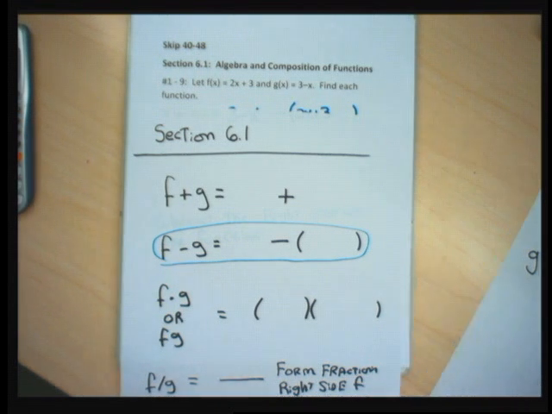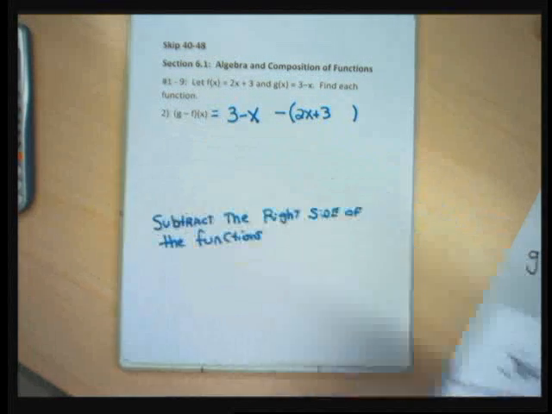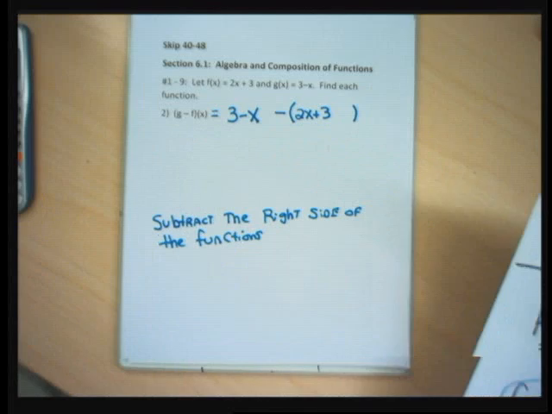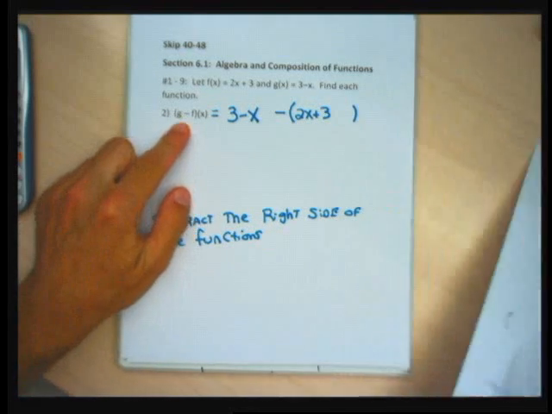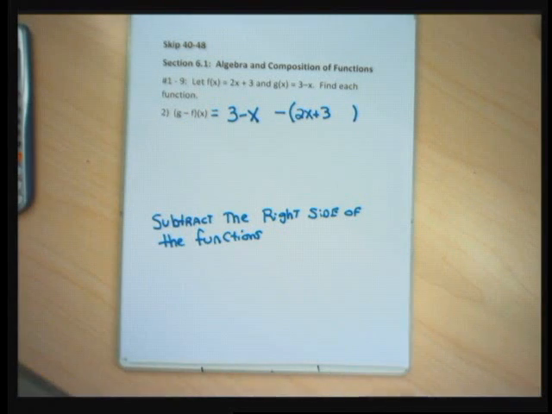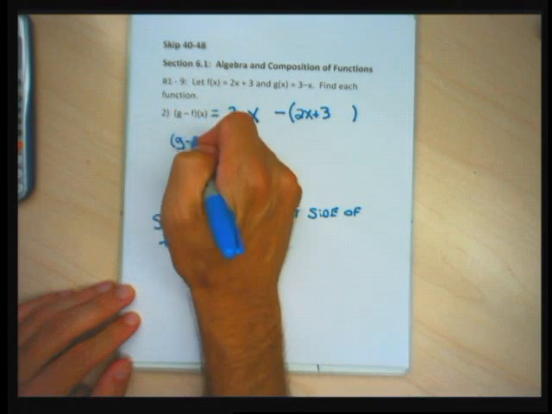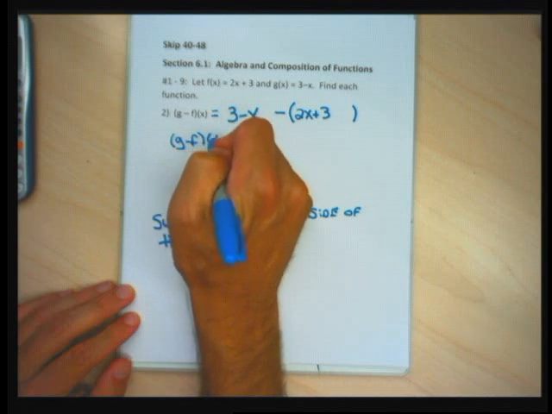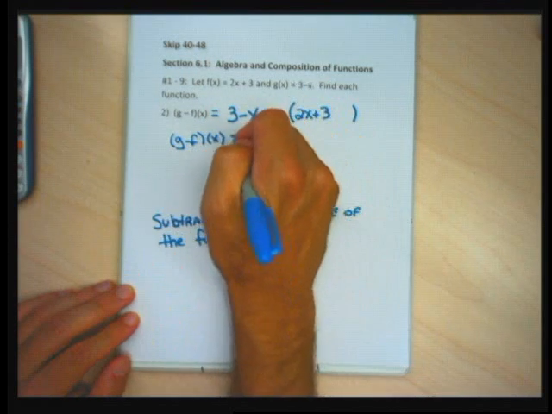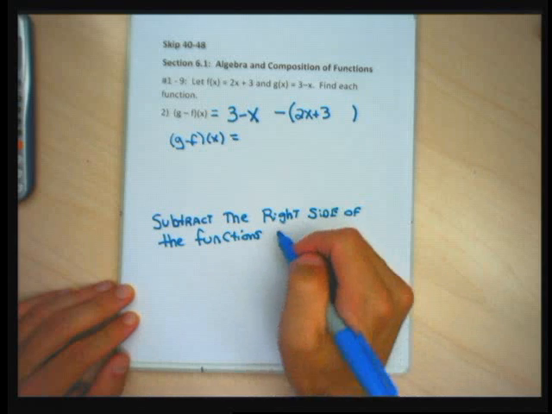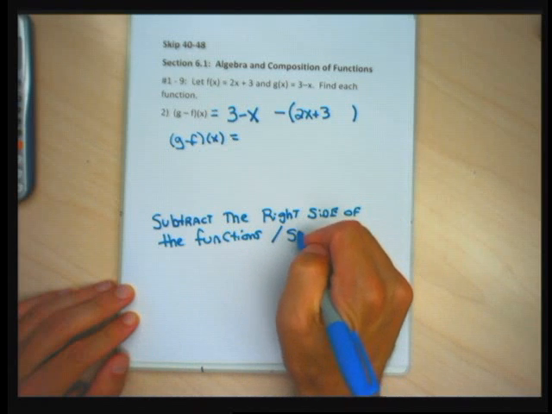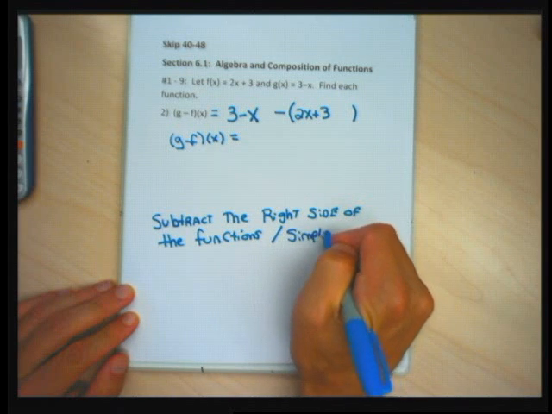But I do here. So all this problem is asking me to do is subtract the right sides of the functions. That notation to a mathematician just tells a mathematician, subtract the right sides of the functions and simplify. I'm going to get to a final answer, and then I'm going to talk about what you don't do. So I'm going to subtract the right sides of the functions and simplify.